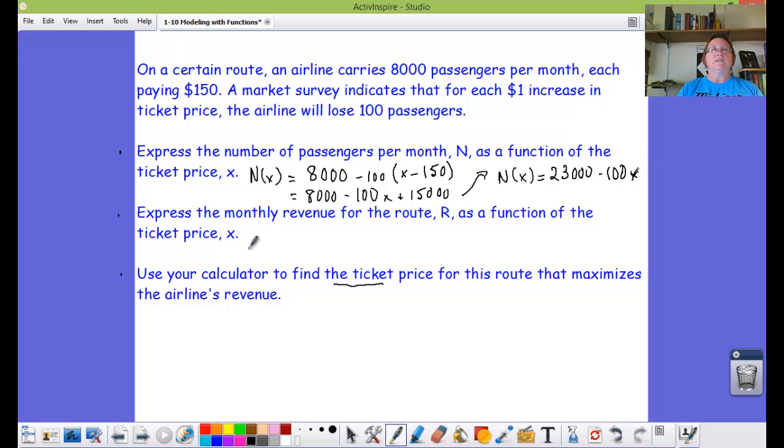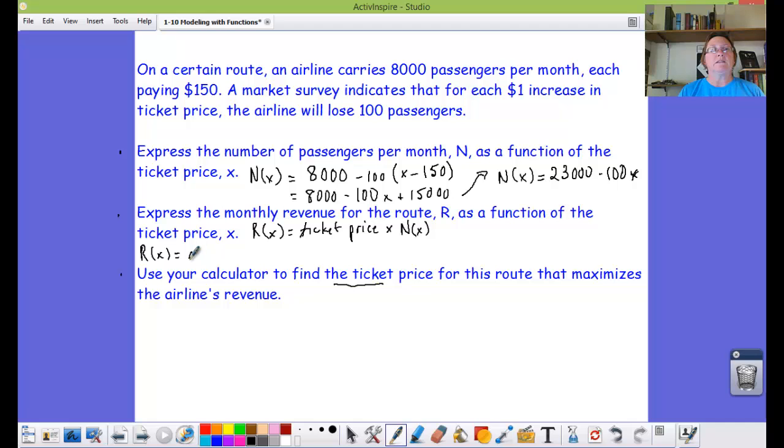All right, let's look at the second bullet point. We're to express monthly revenue for the route, so we're using an R for revenue, as a function of the ticket price. Well, you know and I know that revenue means income, and income means ticket price times the number of tickets sold. The number of tickets sold is what we just had above, n of x.